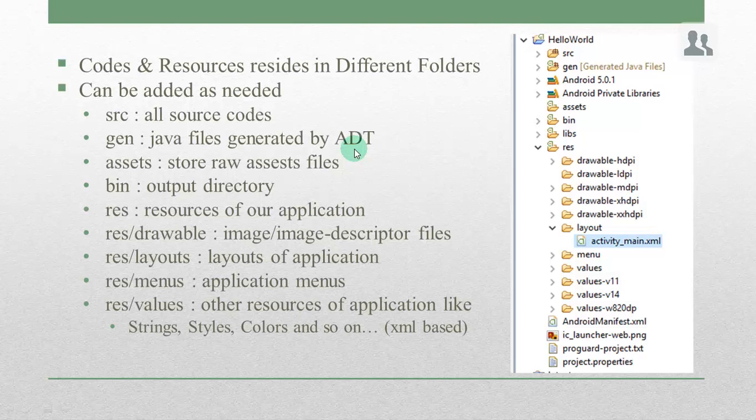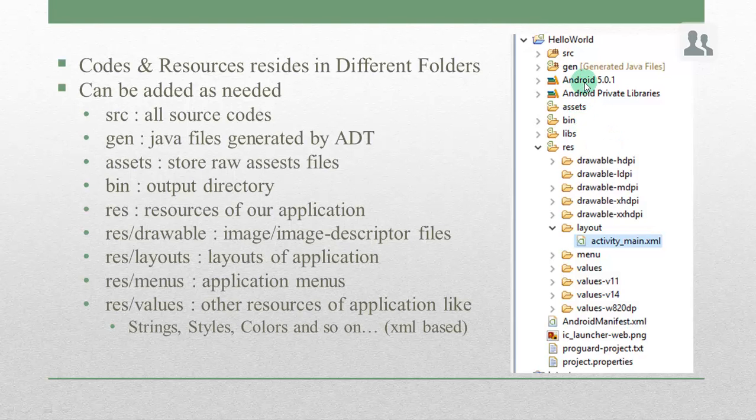Then the assets folder is there, which stores raw asset files like music files and images that you cannot store in the drawable folder, and other Word files or text files that you want to display as part of your application. Those types of assets you can store inside this assets folder.